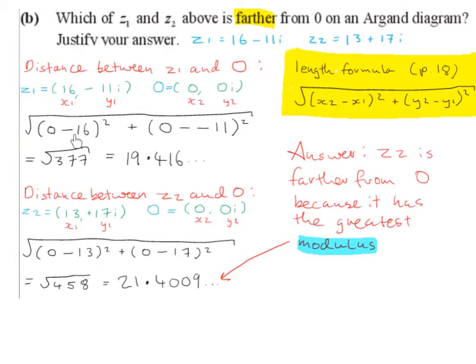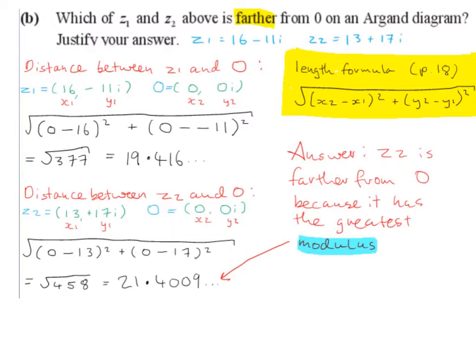So minus 16 squared plus a minus by minus, which is plus 11 squared, will end up giving us 337. And don't forget you've got your square root, and the square root of 337 is 19.416.